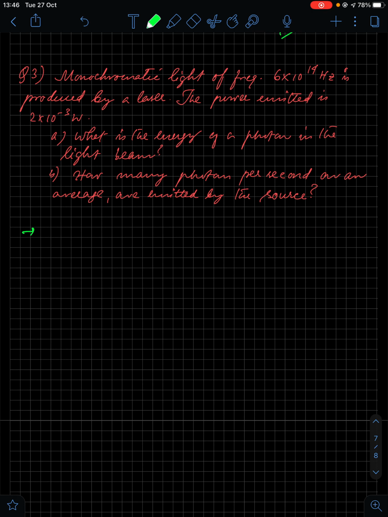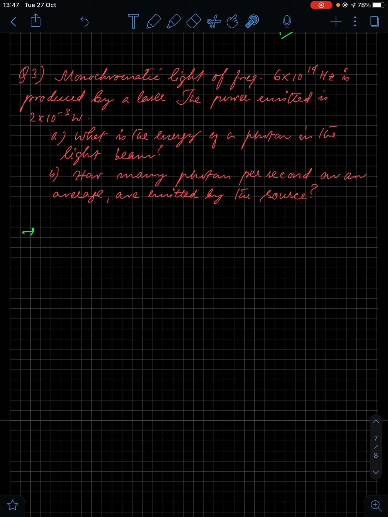So you see, monochromatic light of frequency 6 into 10 to the power 14 hertz is produced by a laser. The power emitted by the laser is this. Now, what is the energy of the photon in the light beam and how many photons are emitted per second on an average by the source?